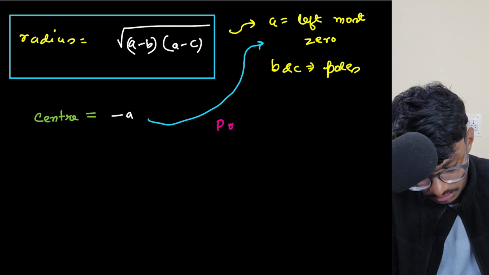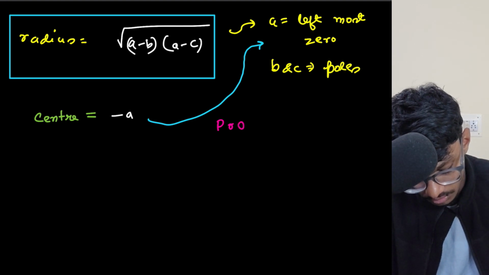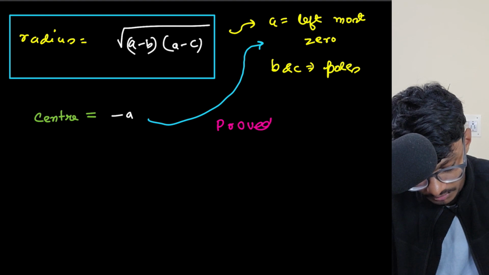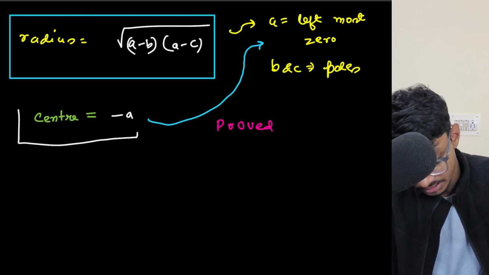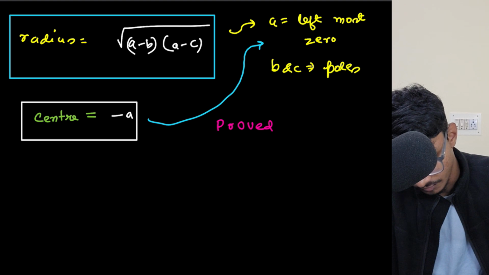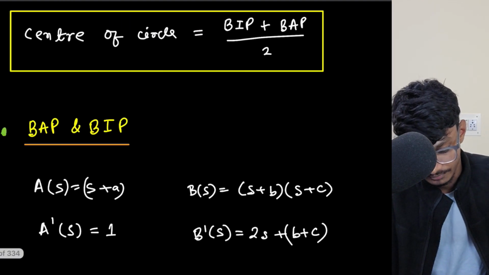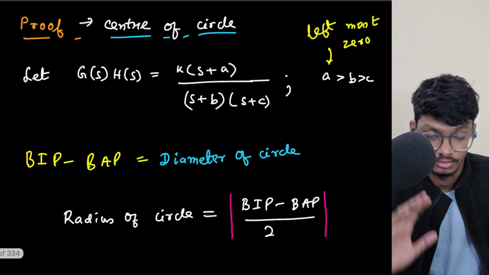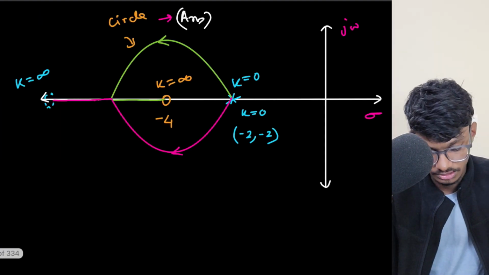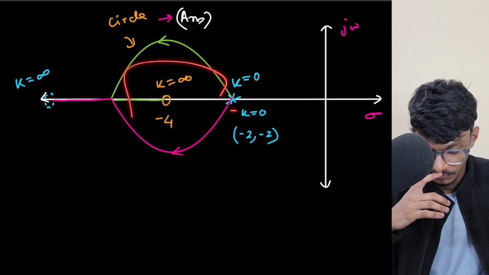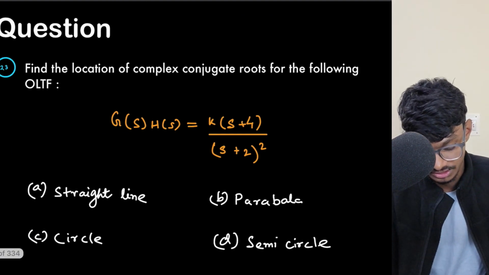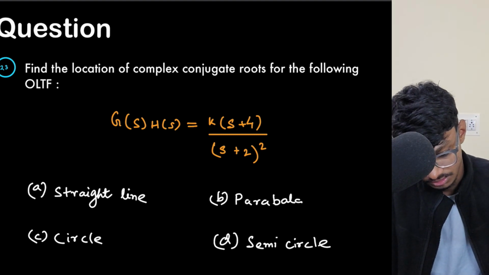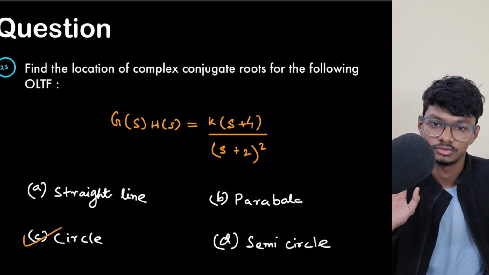So here what will be my answer? My answer will be obviously the root locus will lie on the circle for complex conjugate poles. But these things you have to keep in mind. This is the extra that I wanted to explain to you. Center will always lie on the leftmost zero. So this is one thing we have to keep in mind. And obviously the answer for this question is circle. Complex conjugate roots will lie on the circle.